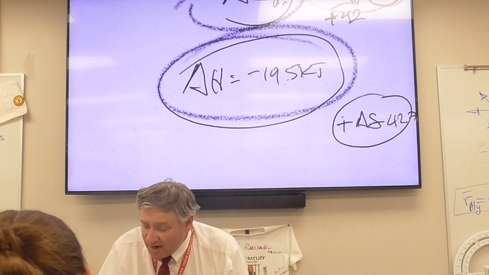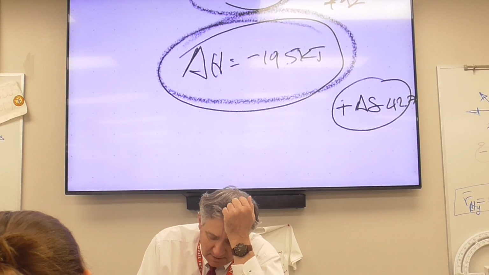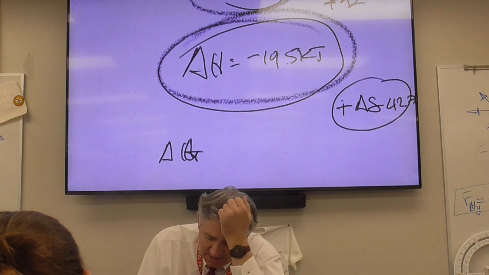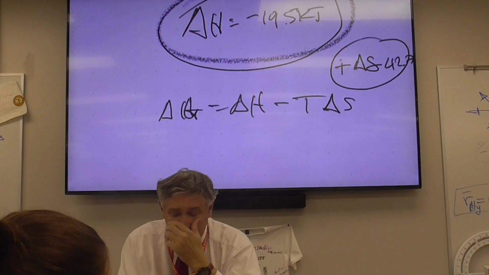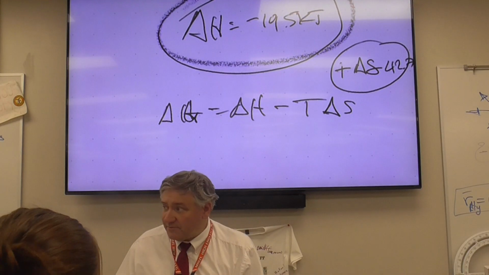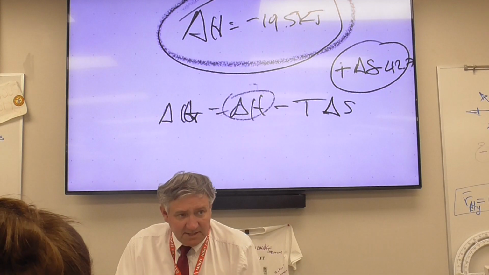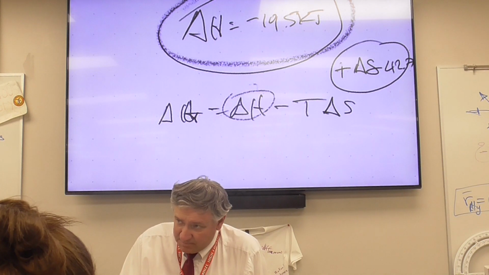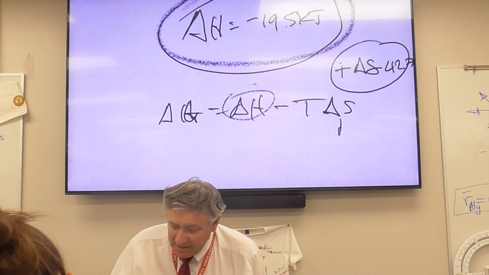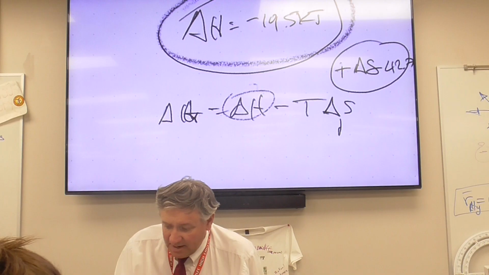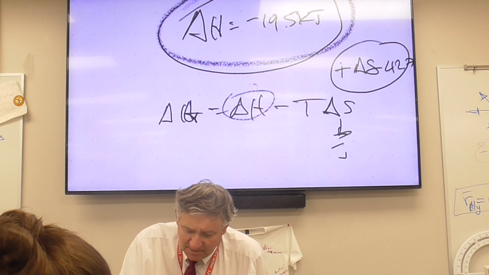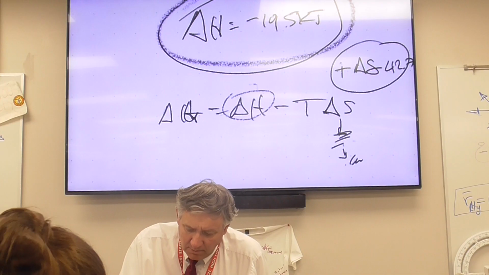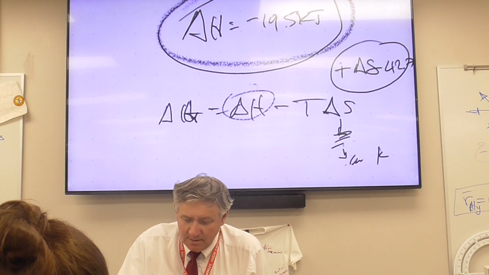So to get that value on C, you're going to use delta G equals delta H minus T delta S. Now, here's what you have to be careful of. That delta H value is in kilojoules per mole. Your delta S value, if you look at that, is technically in joules per mole Kelvin, okay?